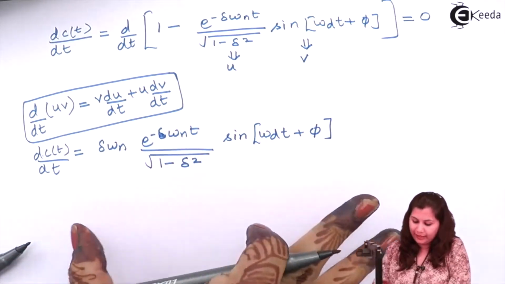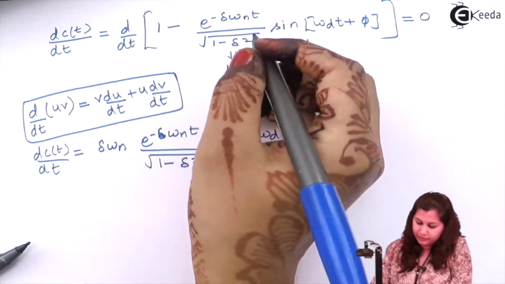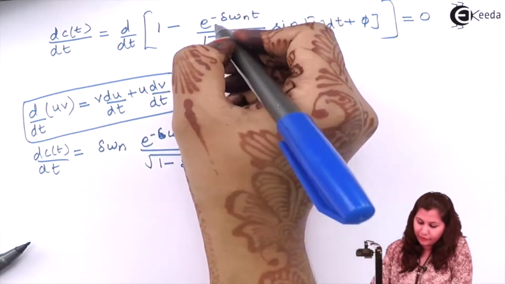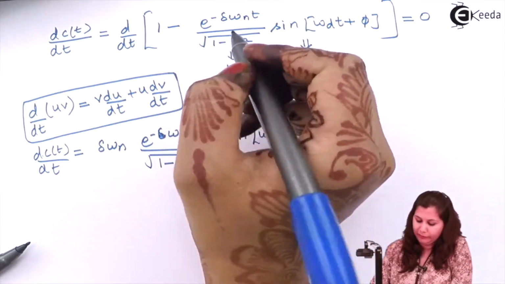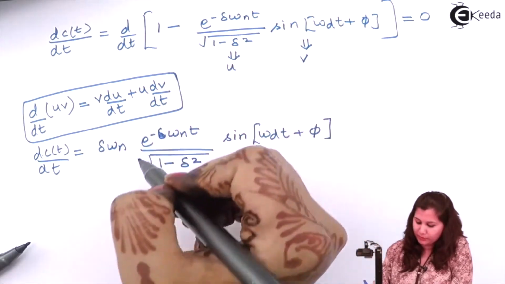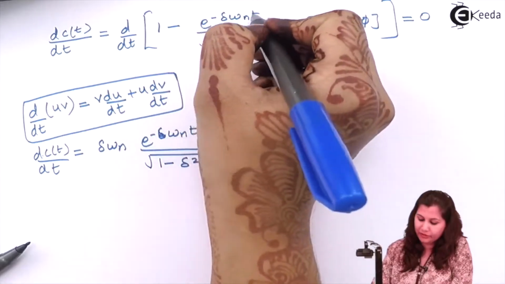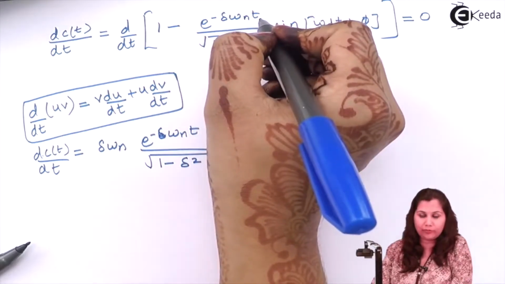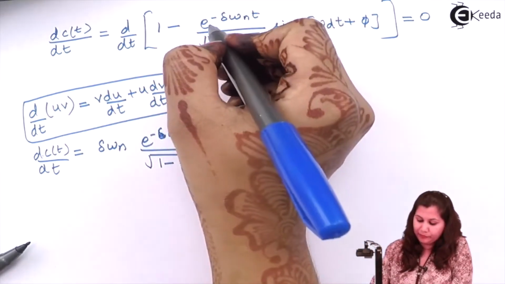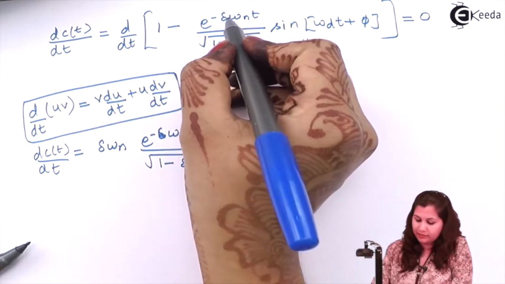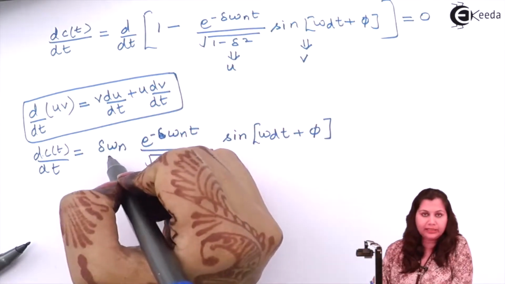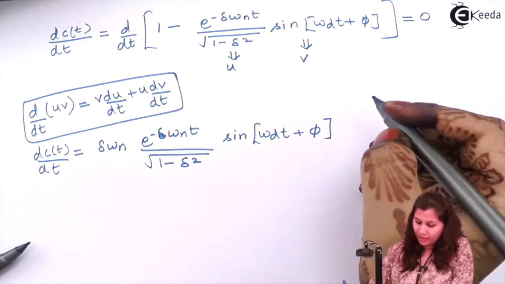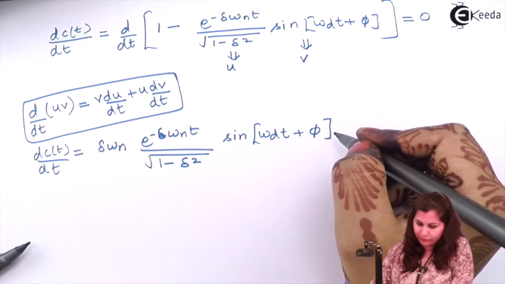Let me explain again. In the derivative of the u term, this is a constant, so it will come as it is. Then the derivative of e raised to the power minus delta omega n t will be the same as it is, and then delta omega n t will become delta omega n. Now we have the derivative of the second term.